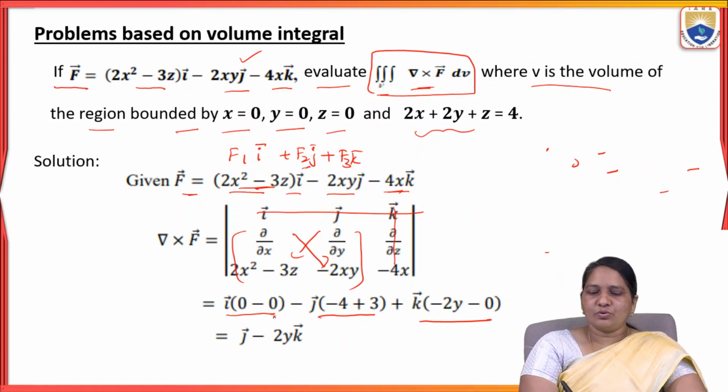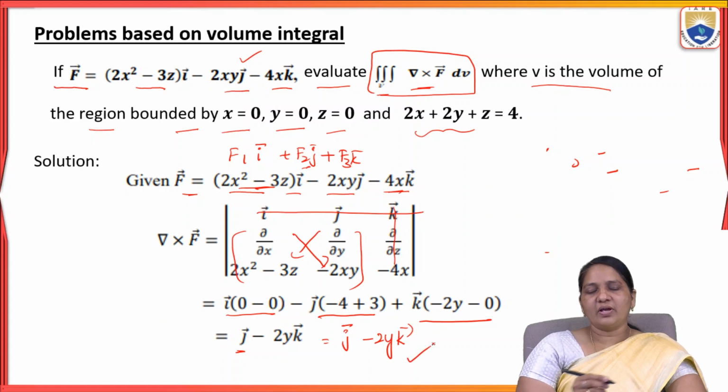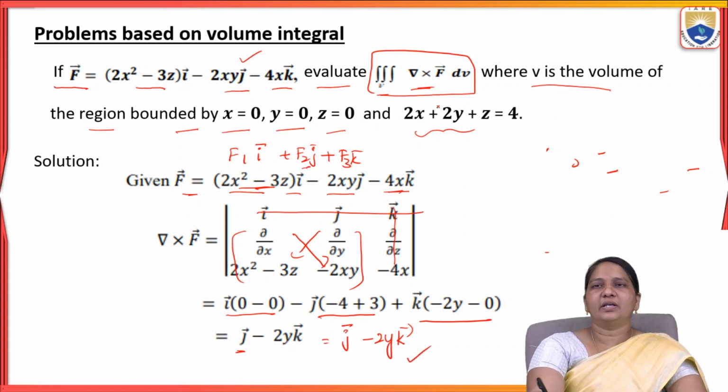Now finally we are simplifying this. So this term is 0. j into minus 4 plus 3 is 1, so minus j. Here plus k into minus 2y. So finally we are writing minus j bar minus 2y k bar. This is the value of del cross f. So after calculating the del cross f, we can integrate the function.